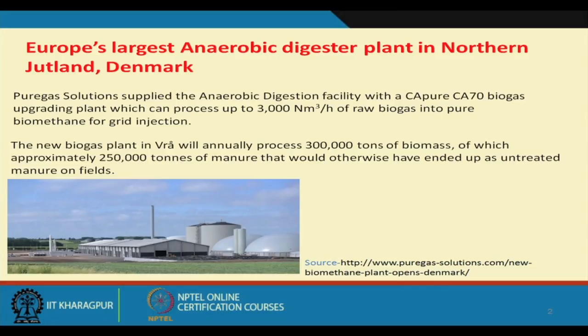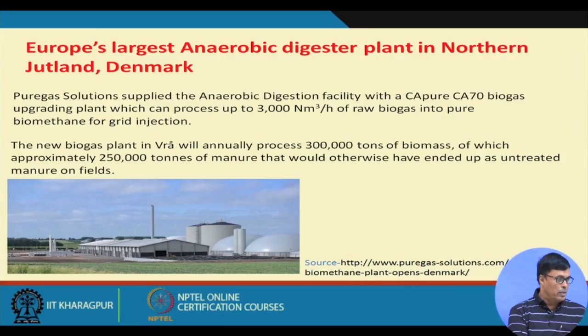And here I want to point out another thing. There is an industry called Bacardi, and that distillery plant has bioreactors with a capacity of 13,000 cubic meter, which is considered the largest anaerobic digester plant in the world. That has been in operation in that country.